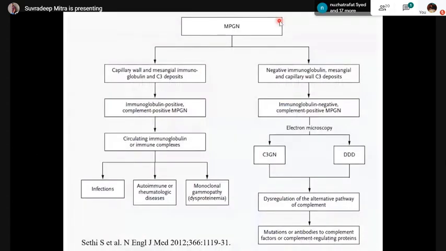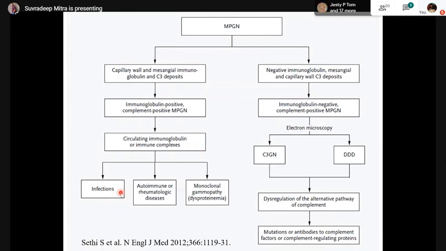So in short, when we look at the MPGN pattern, we either get an immune complex deposit in terms of deposits, or only complement, especially C3. So when you find immune complexes, there can be three important causes.